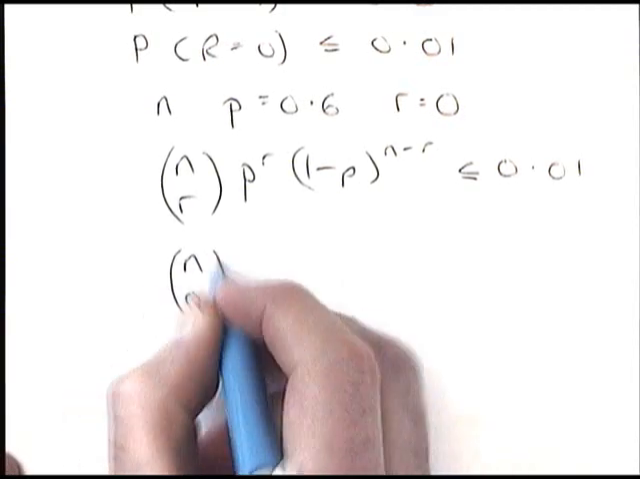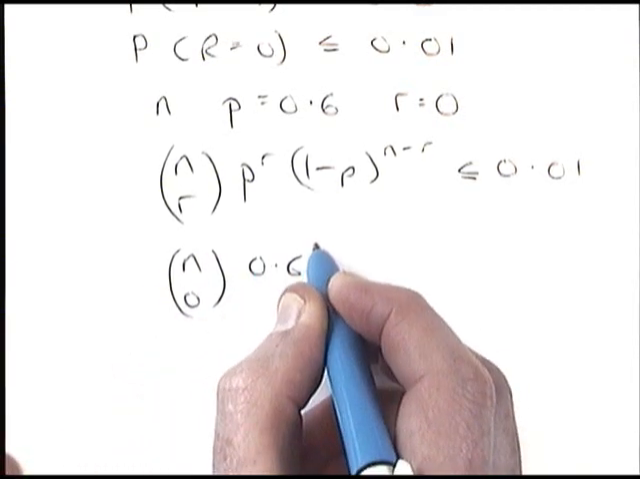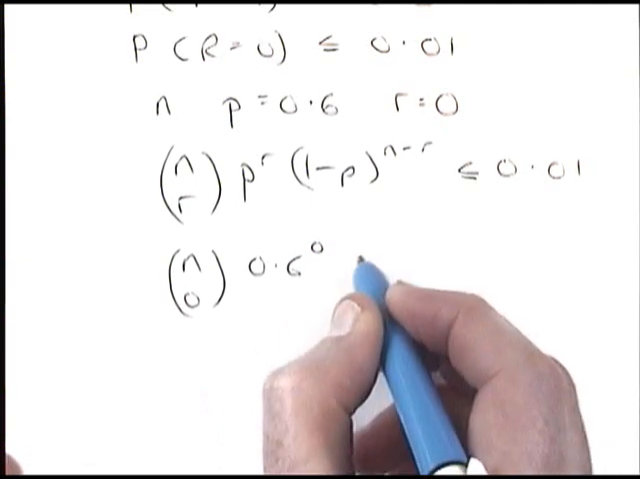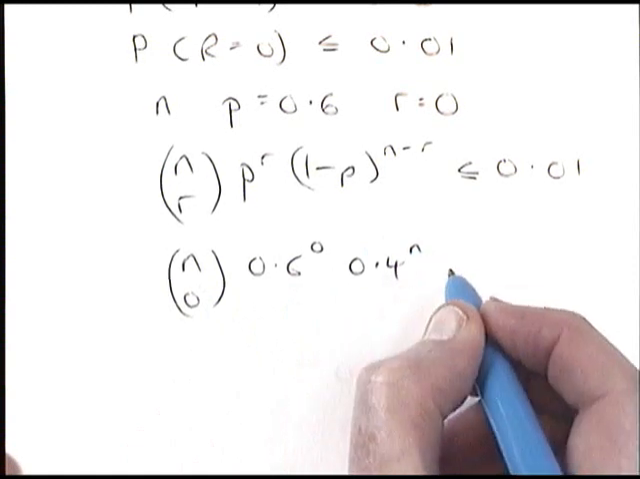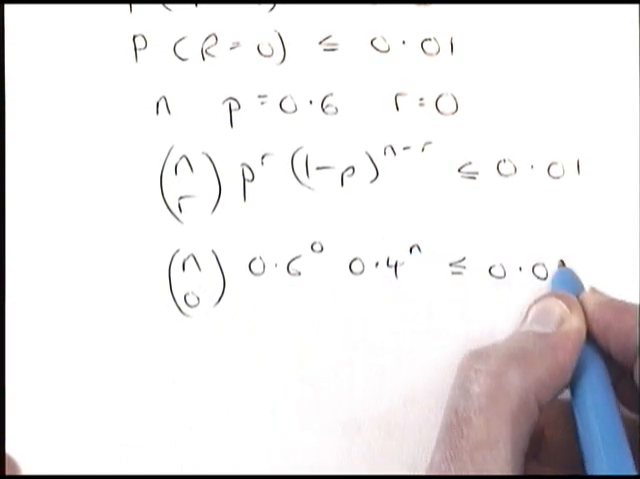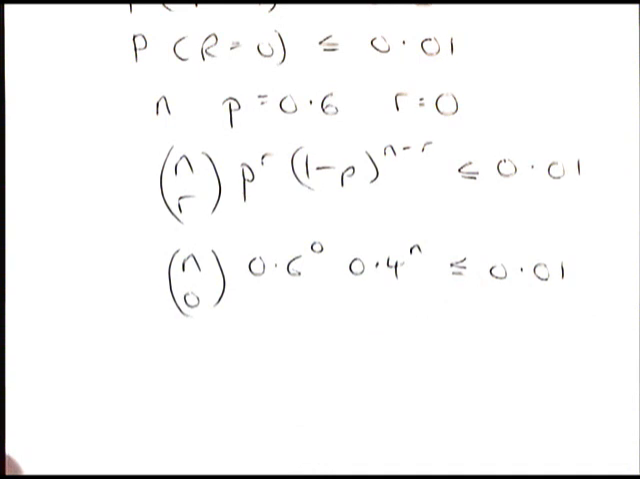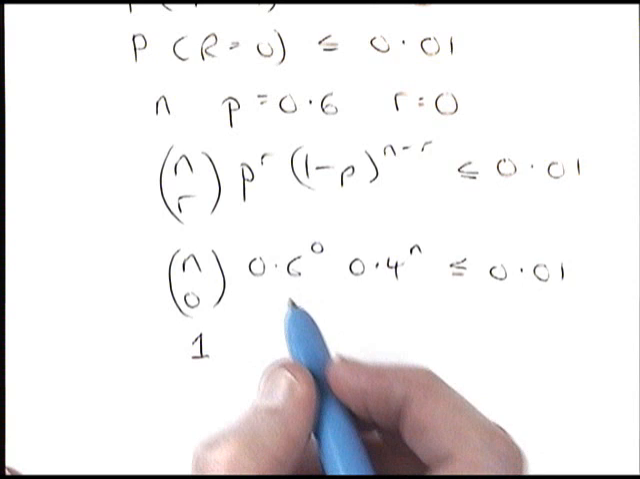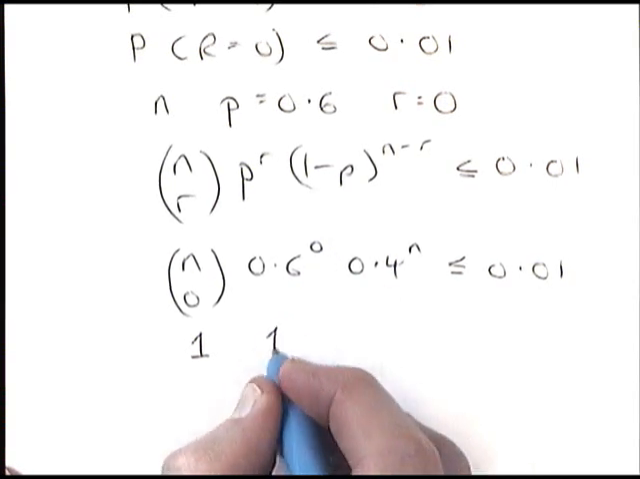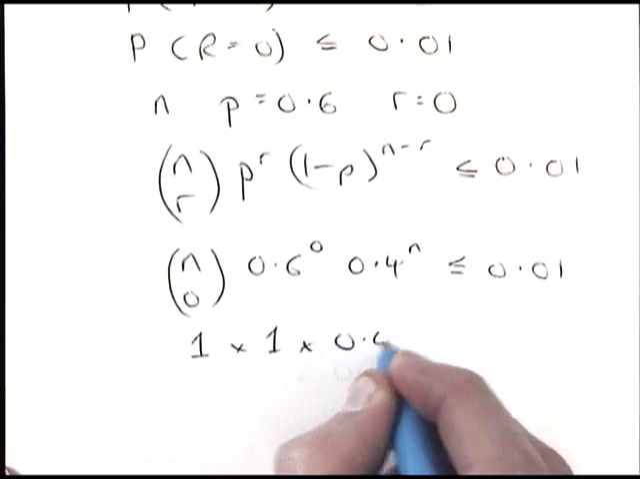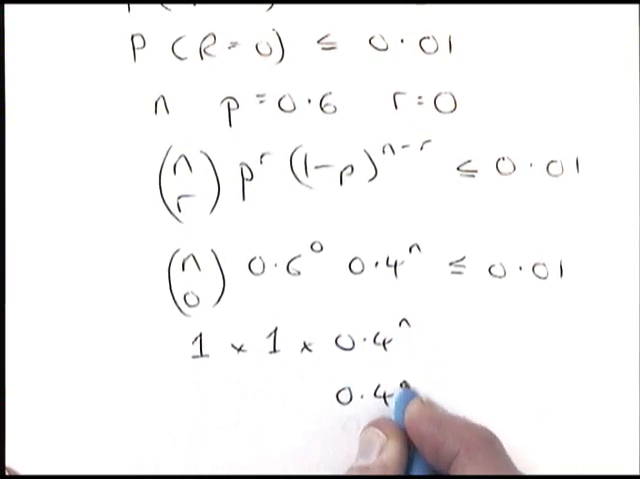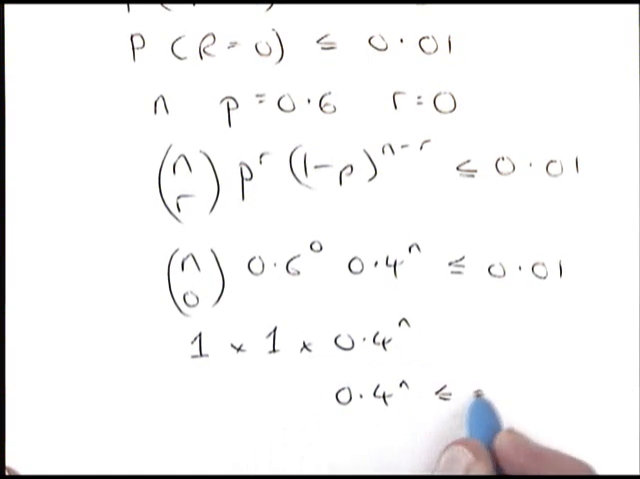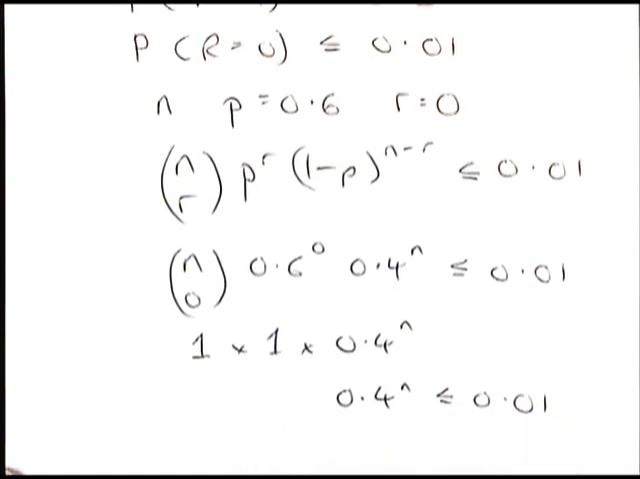n choose 0, p to the power of r, (1 minus p) to the power of n minus r, and that has to be less than 0.01. Anything choose 0 is 1. That's a result you can learn and use. Anything to the power of 0 is 1. So here, I'm only getting anything from this bit here, 0.4 to the power of n. The left-hand side is just that, and I've got to have this less than 0.01.